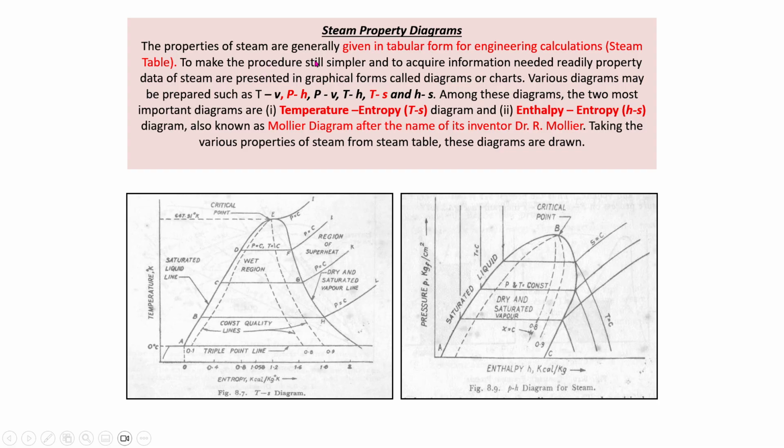Now, the properties of steam are normally tabulated in an engineering table called the steam table, where at a particular pressure and temperature you will get everything, the latent heat, etc. Apart from that, we can get values like enthalpy, latent heat, saturation temperature, superheat temperature, and specific volume from a diagram.